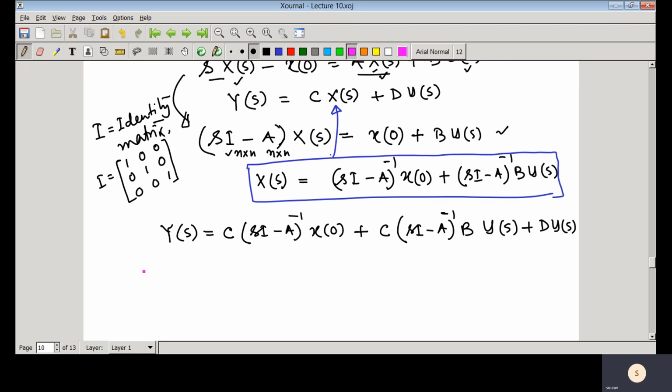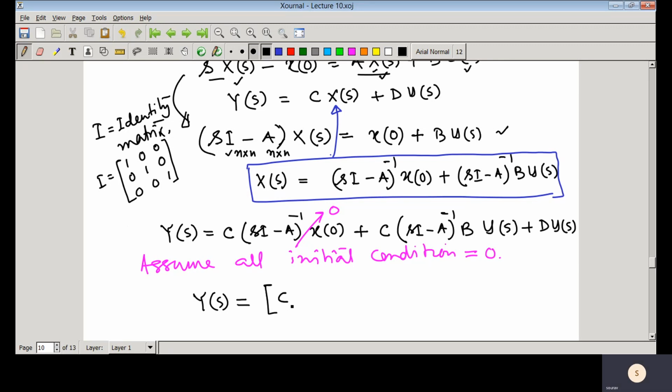So that means assume all initial conditions equal to 0. Whenever all initial conditions are equal to 0, that term would be equal to 0. So then what is the relationship you have? You have that Y(s) equal to, if we take U(s) common, C into (sI minus A) inverse B plus D, into U(s). You are getting it from here.